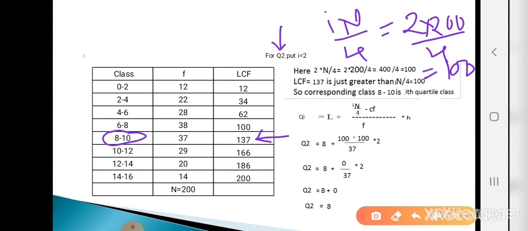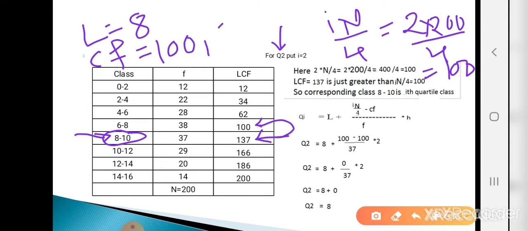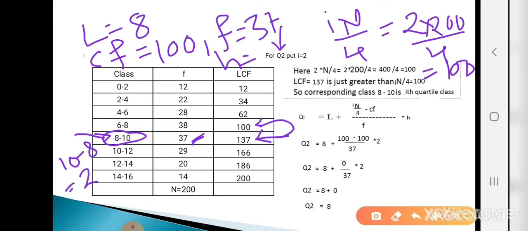What is the lower limit of that class? The lower limit of that class is 8. What is the CF? CF is the LCF value before the second quartile class, which is 100. Then F is the frequency of the second quartile class, which is 37. And last, h is the class width, upper limit minus lower limit. Upper limit is 10, lower limit is 8, so 10 minus 8 is 2.